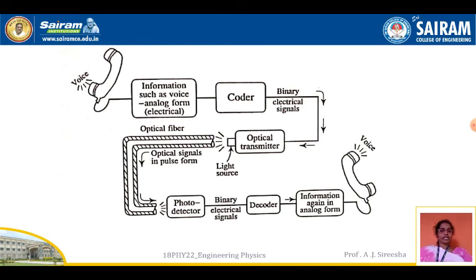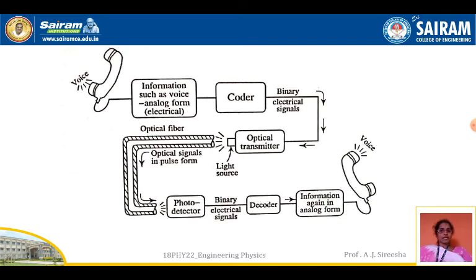See, look at the figure here. It is very, very important. Each block describes what is being done inside it. The coder converts analog electrical signal into binary electrical signal. This binary electrical signal is given to the optical transmitter, which converts it into light signals, and these light signals are allowed to transmit into an optical fiber at an angle less than the acceptance angle. So, at a particular angle it should be allowed to be incident on the optical fiber to undergo total internal reflection.